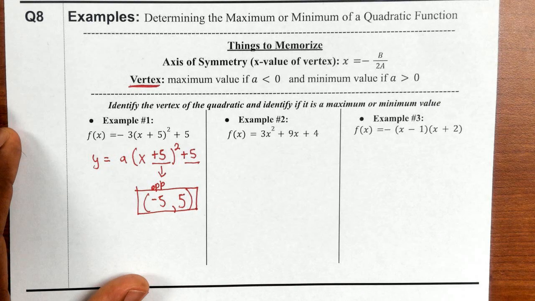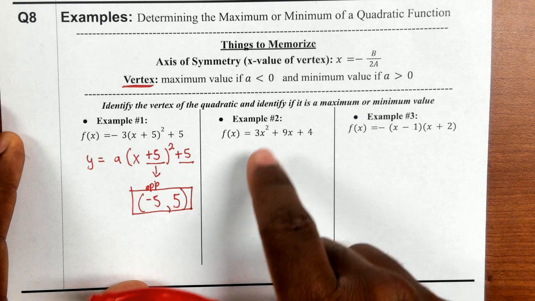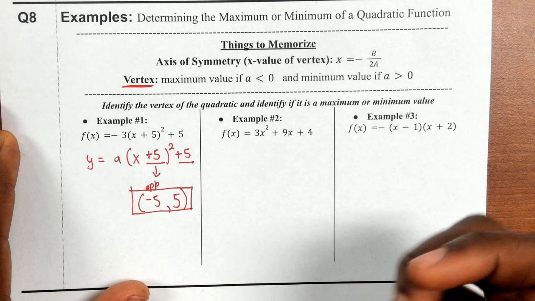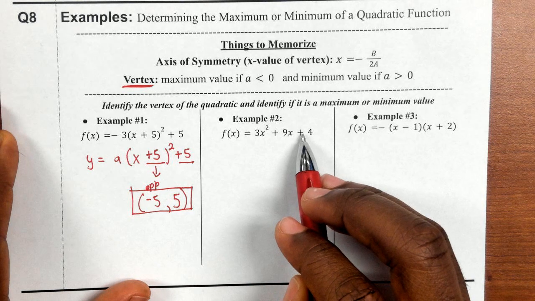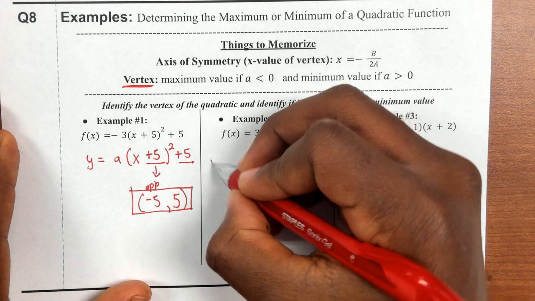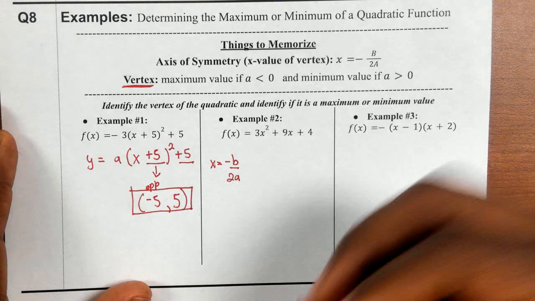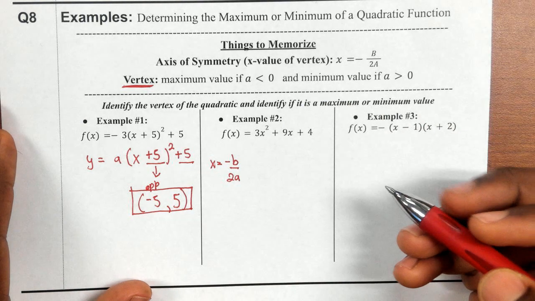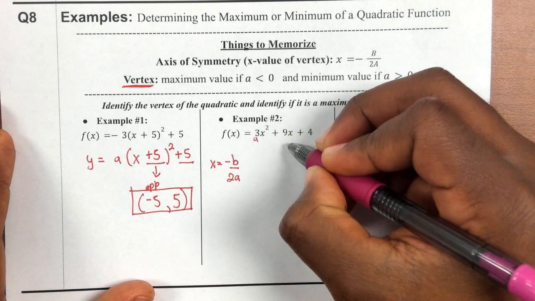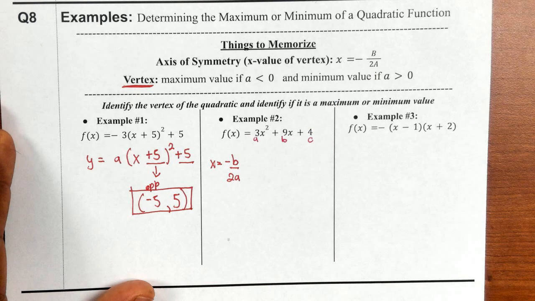But what if you have an equation in standard form? When you have an equation that looks like this, you need to use your formula. That formula is x equals negative b over 2a, and then we plug it back in to find the y value. As you know from the previous problems, your a is 3, your b is 9, and your c is 4.